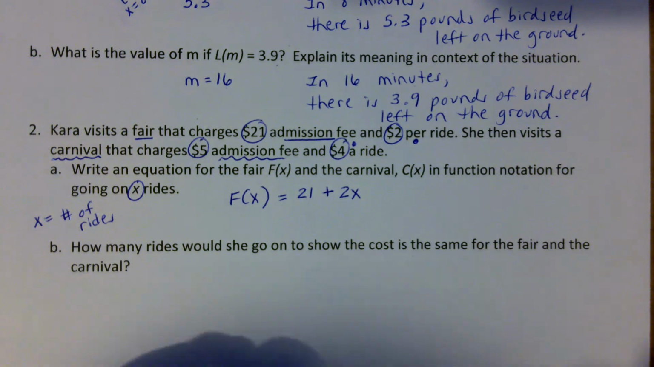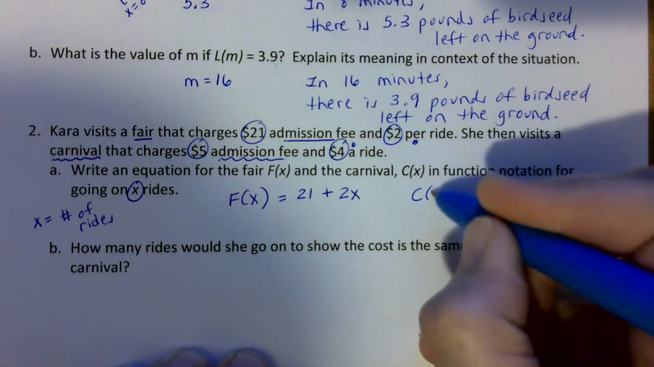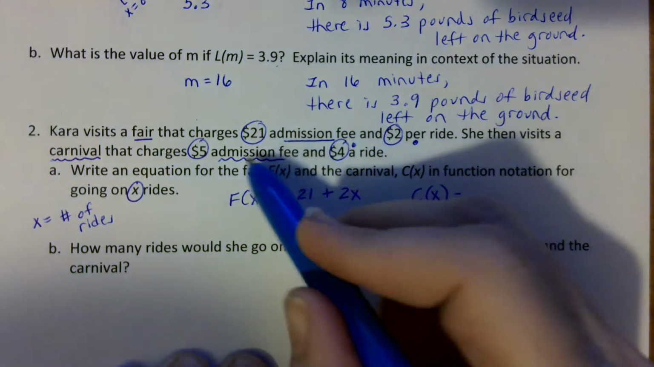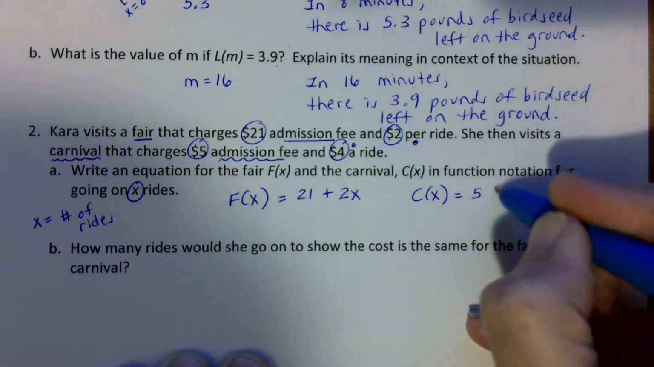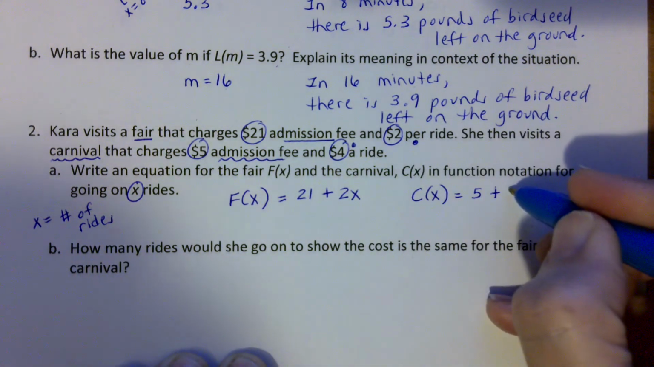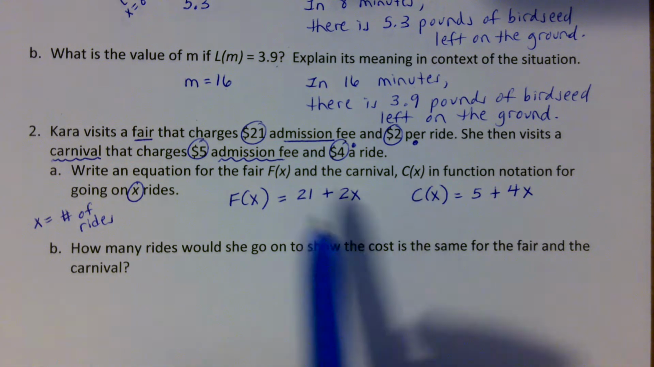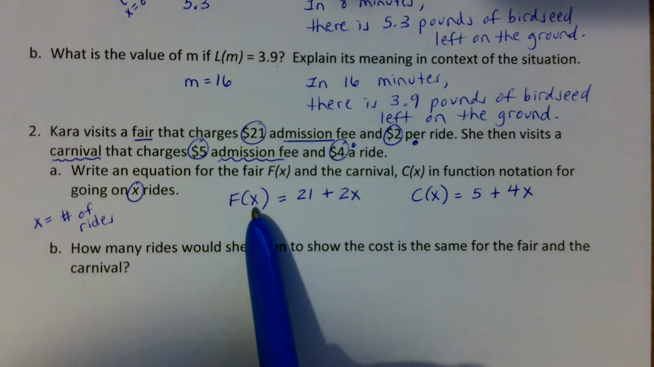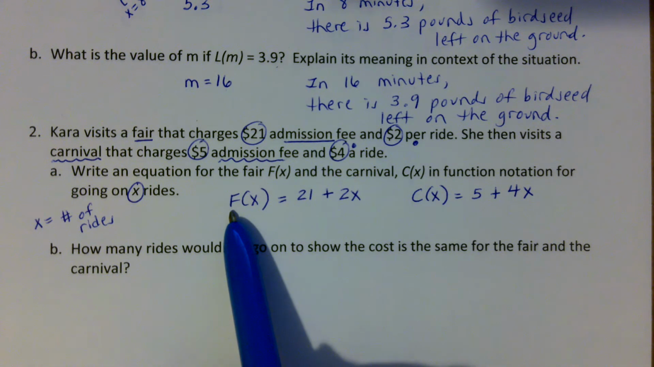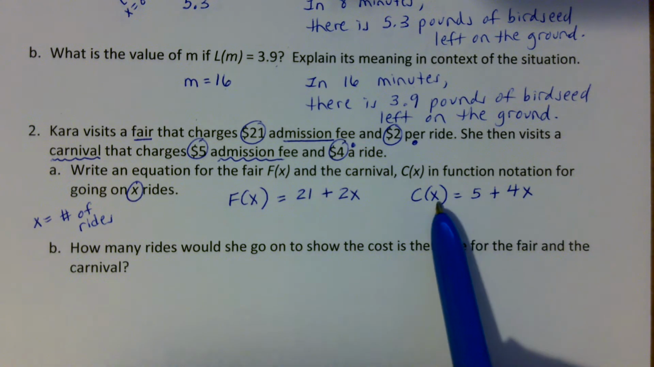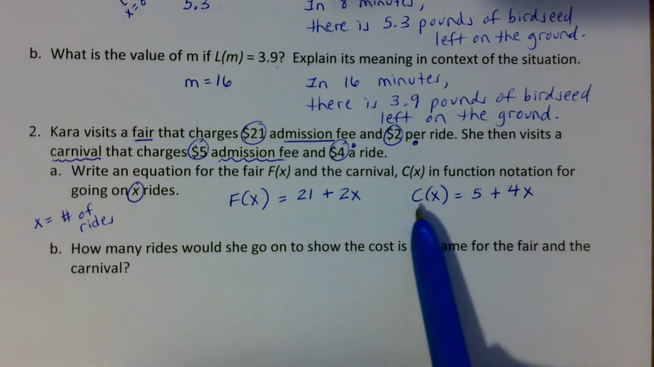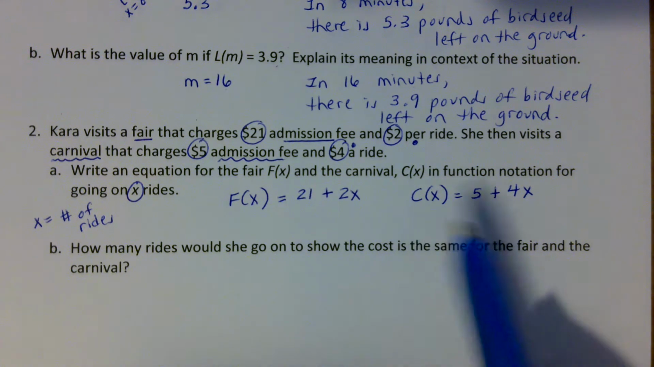Well, how about the carnival? So the cost of the carnival, c of x, charges a $5 admission fee and $4 per ride, so 4x. Those are your two equations written in function notation, because this way I'm looking at the x value in the parentheses, and I know I'm talking about the fair. In this one, my x value is in the parentheses, and I know I'm talking about the carnival.